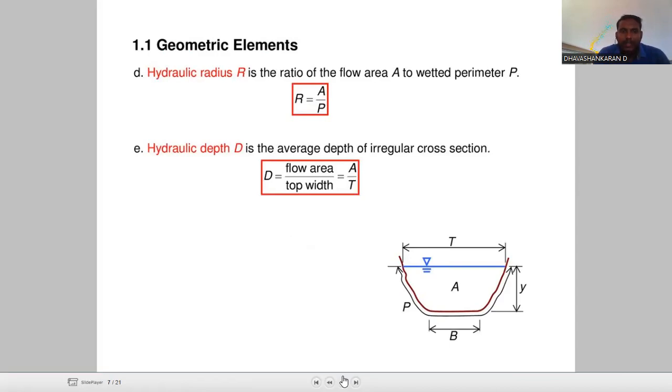Then hydraulic depth D is the average depth of the regular cross section, that is D equal to A divided by T. Here T is the top width, the bottom width is taken as B, the wetted perimeter is taken as P, and y is the depth of the water. So these are the geometrical elements required for finding the hydraulic depth, hydraulic radius, and all those things.